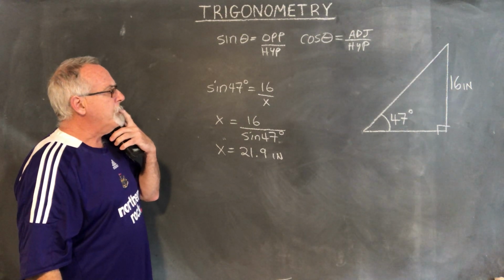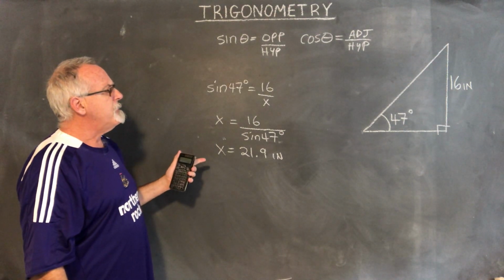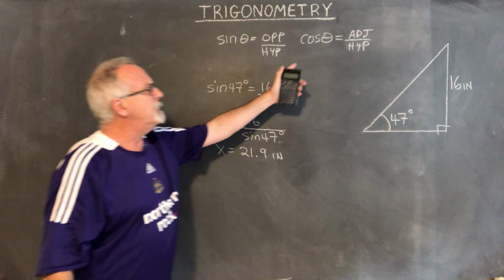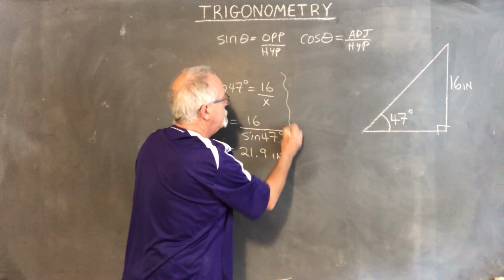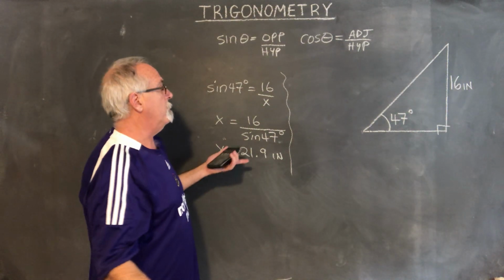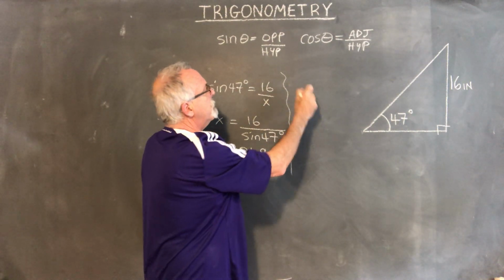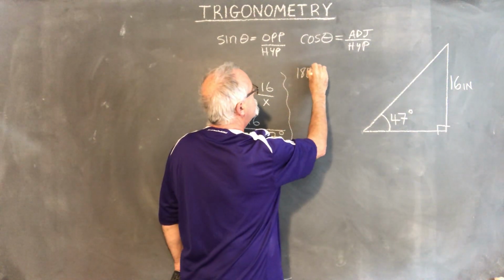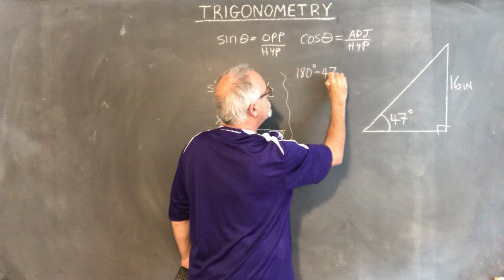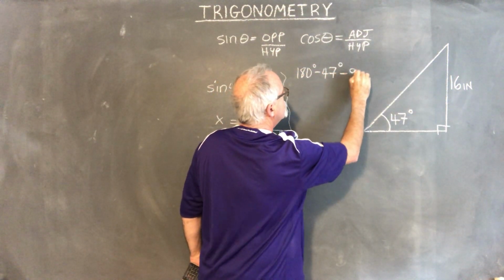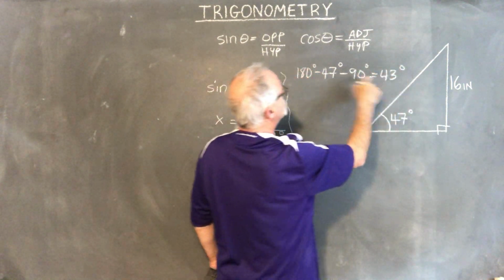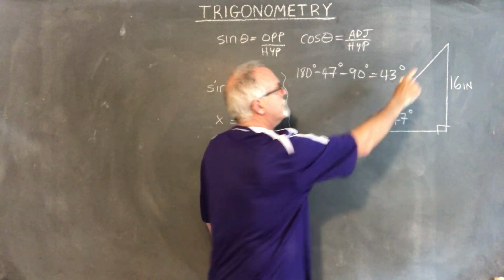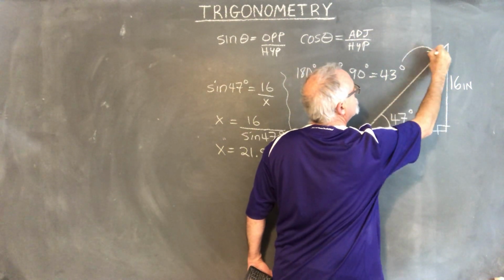Now, we could use the cos formula instead, but we have to do an extra step in between. So this is an either or. We don't have to do both of these. So, or I could say, wait, 180 minus 47 minus 90 gives me 43 degrees, does it not? Yes. So therefore, this angle here is 43 degrees.